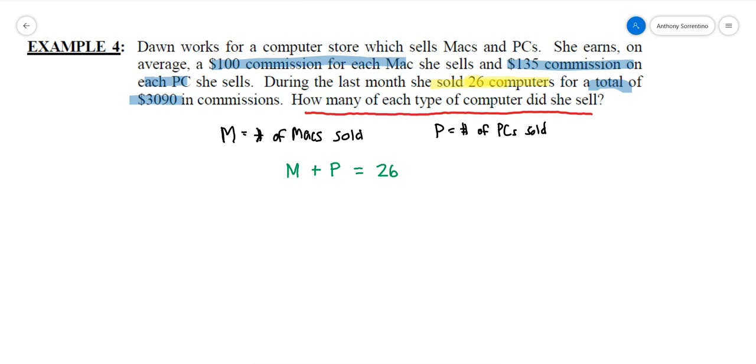So if I want to figure out how much of a commission she earned on the Macs only, I would take 100 times the number of Macs she sold, which in this case is M, because we don't know what it is yet. So 100M would be how much money she earned off of the Macs that she sold. Whereas 135P would be the amount of commission she earned from the PCs she sold. And obviously those two values together should total the 3,090 that she actually got with the commissions. So there is our system of equations.